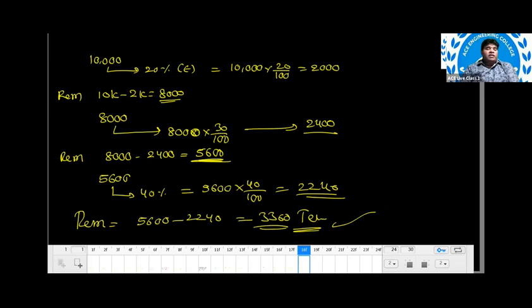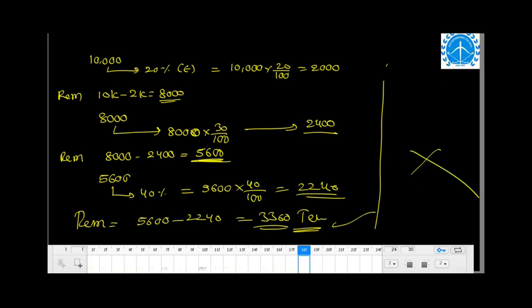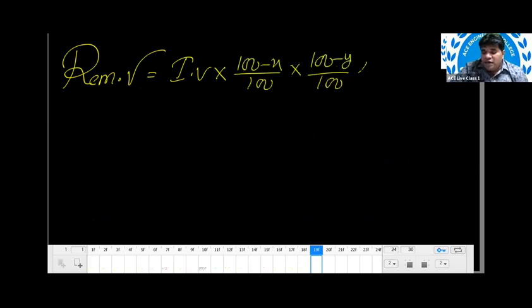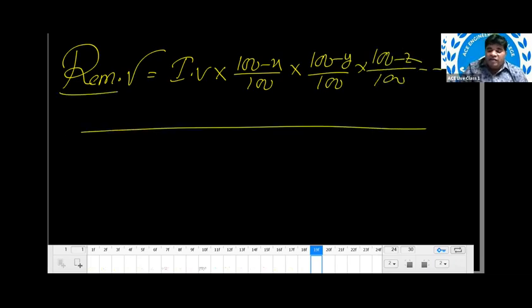Okay, Girija? Anita? Yes, sir. But every time this step is a waste of time. So the answer, friends: I want the remaining value, I want the final value. Initial value into (100 minus x by 100) into (100 minus y by 100) into (100 minus z by 100), and so on. This is the formula. Remaining value means final value. I will explain the initial value for understanding purposes.